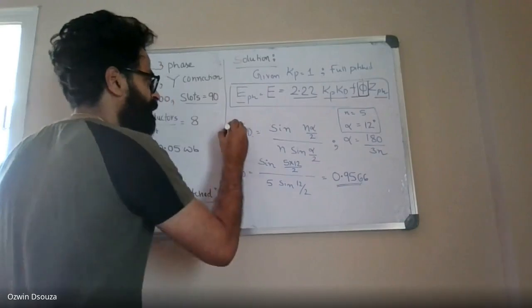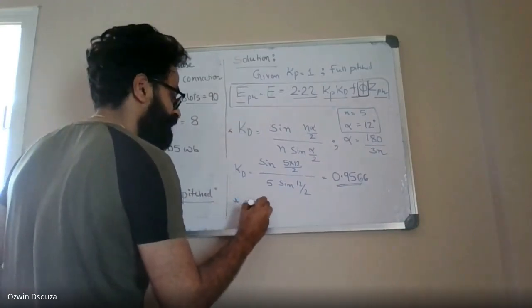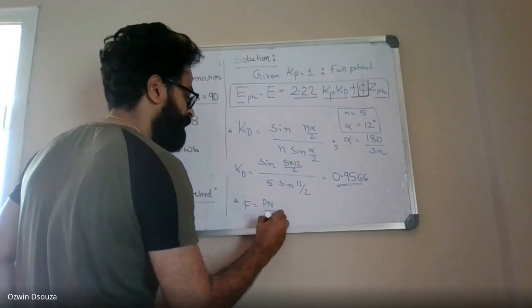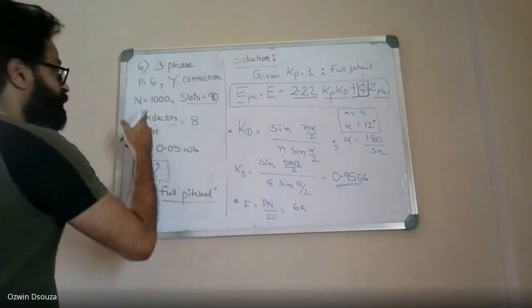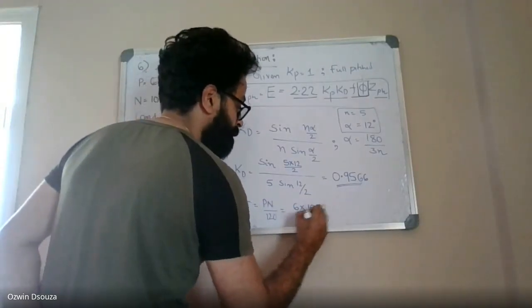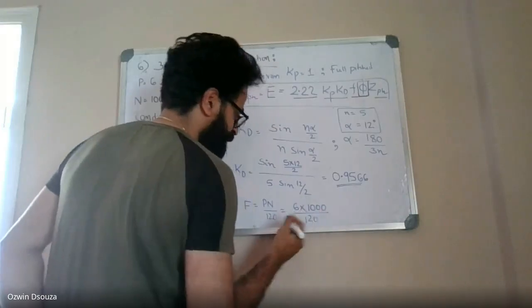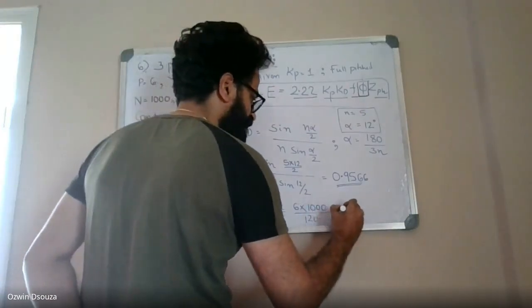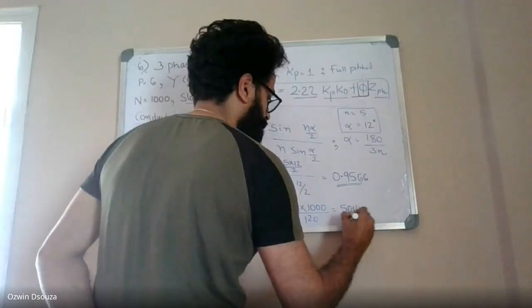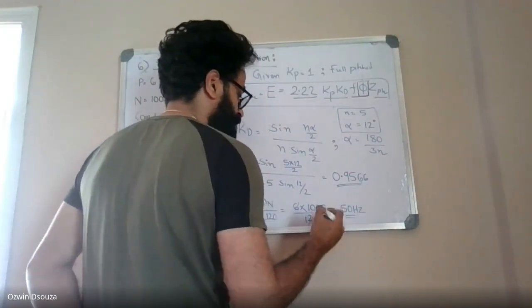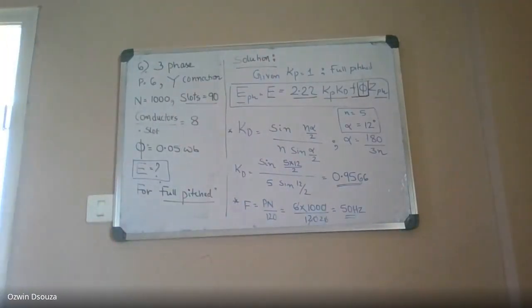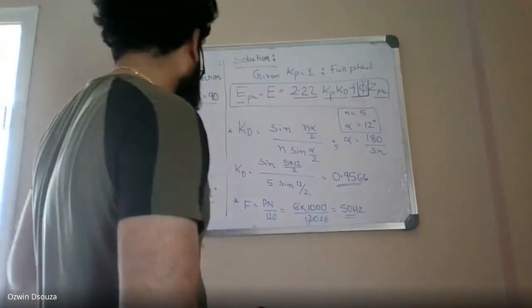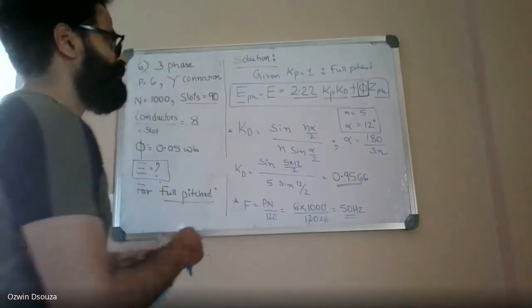Okay, and then you can find out frequency. f is equal to Pn by 120, where P is 6, speed of operation is 1000, divided by 120. So 50 hertz you will get. So frequency is 50 hertz. Okay. So Kp is known, Kd is found, frequency is also found.